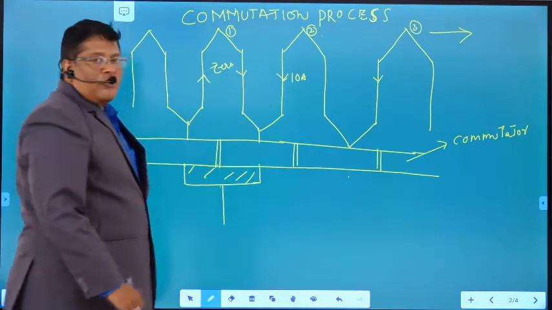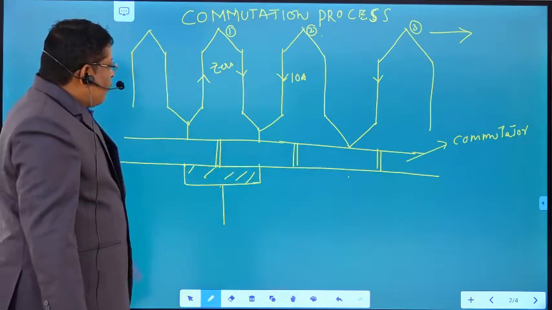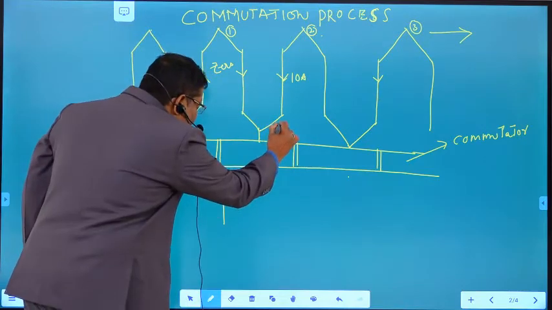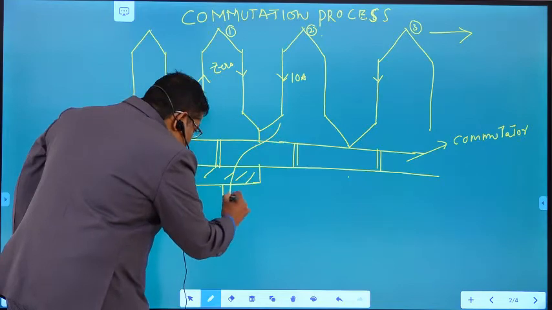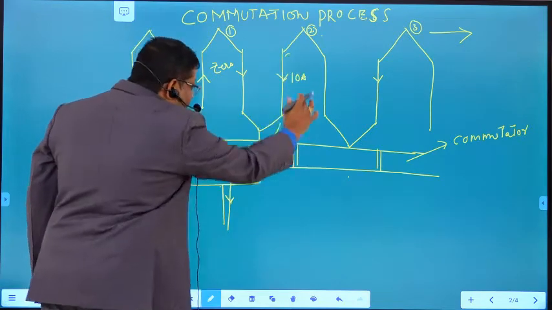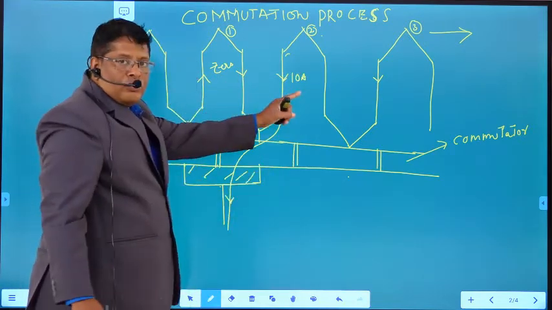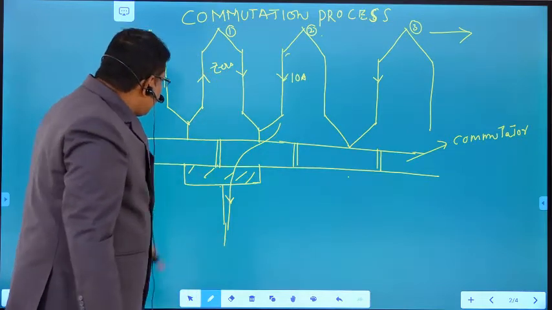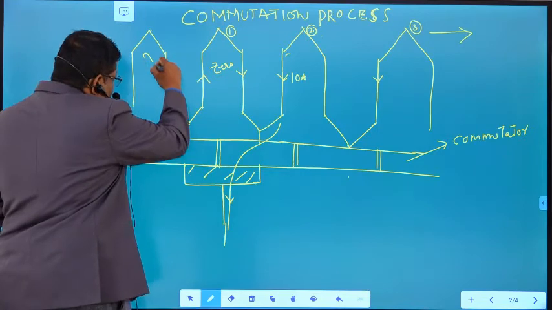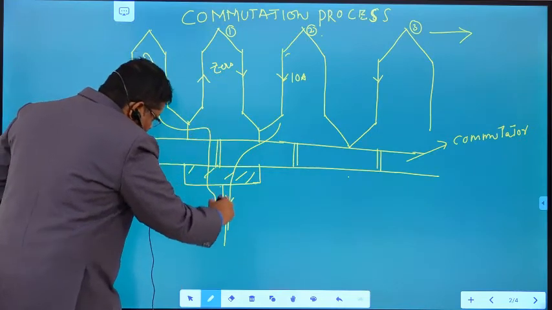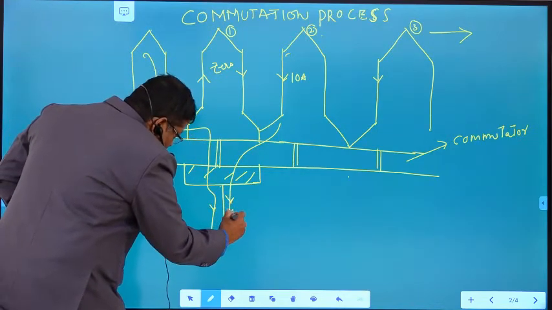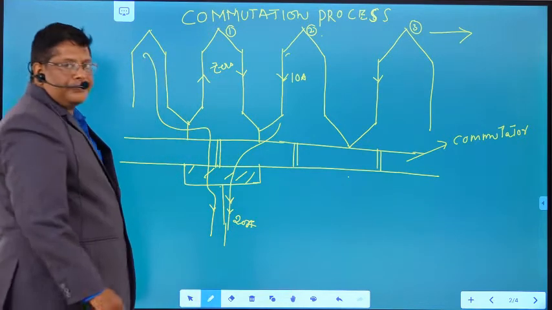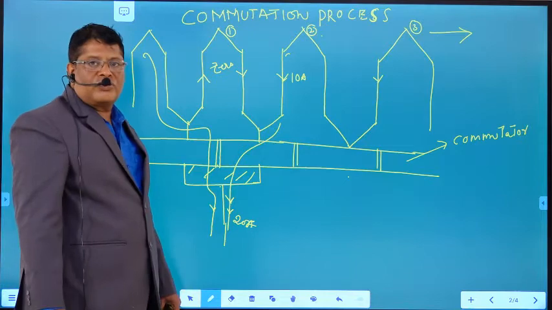The current flowing through the coil 1 becomes 0, whereas coil 2 is supplying 10 amperes of current. Coil 2 supplies 10 amperes in this manner, whereas the remaining 10 amperes will be supplied in this manner. The total 20 amperes of current goes to the load.